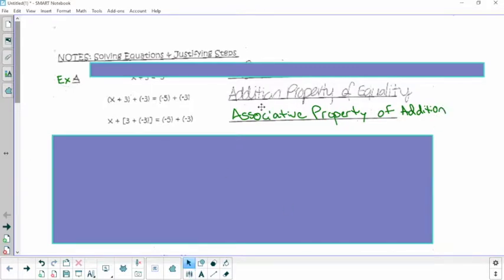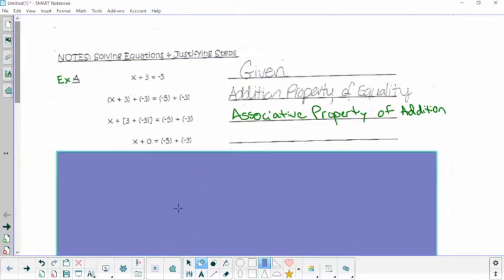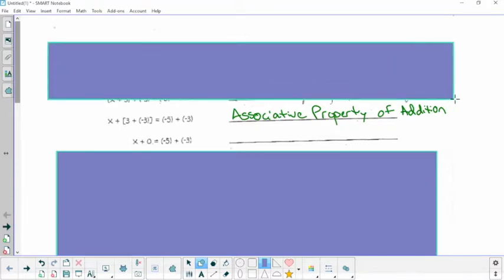So now that I know that, I'm going to move this one down and have the rest blocked off. I'm not going to look at anything except these two lines of the problem. I've got x plus the quantity 3 plus negative 3 equals negative 5 plus negative 3. I've got x plus 0 equals negative 5 plus negative 3. The one change is 3 plus negative 3 became 0. That is the inverse property of addition.